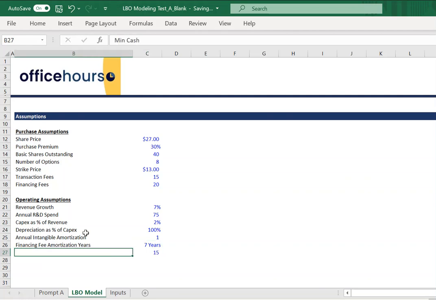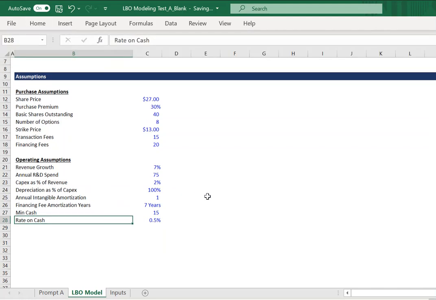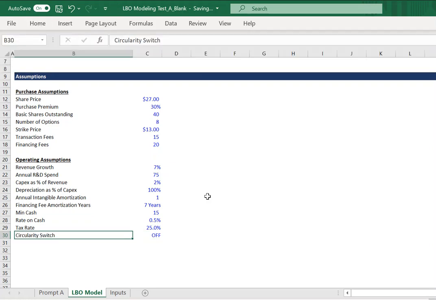Min cash is 15. The rate on that cash is 0.5%, so that's the interest income that we'll earn from our cash. The tax rate is 25%. And we're going to build in a circularity switch here, which will link to our interest expense. So if the model breaks, we can flip this to 0, turn off interest, flip back to 1, and the model should refresh. And that covers our operating assumptions.